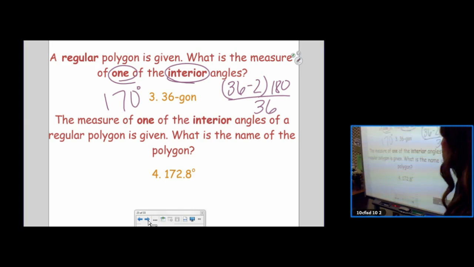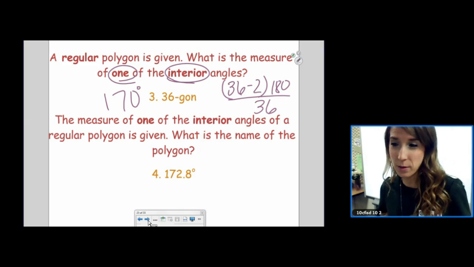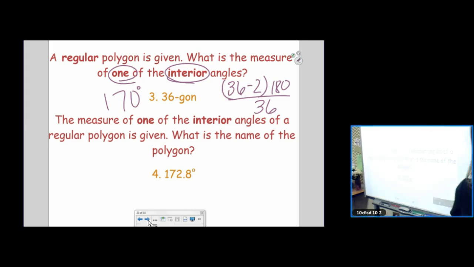I'm going to skip number 4 because in a minute I'm going to teach you a way better way to work number 4. So I'm going to skip number 4. Okay.